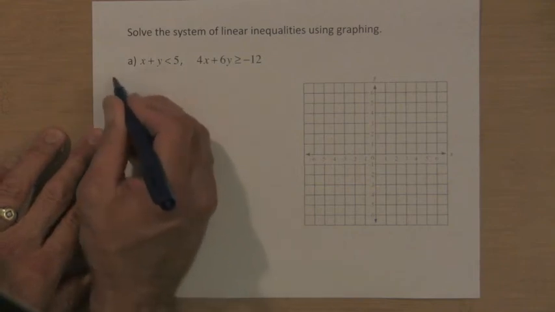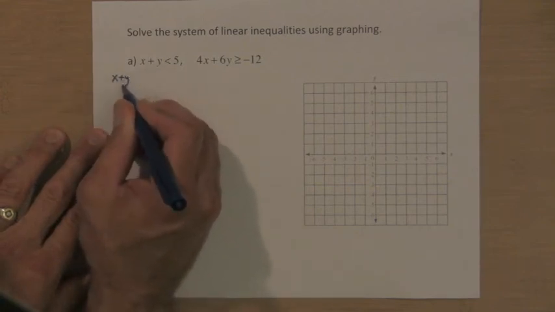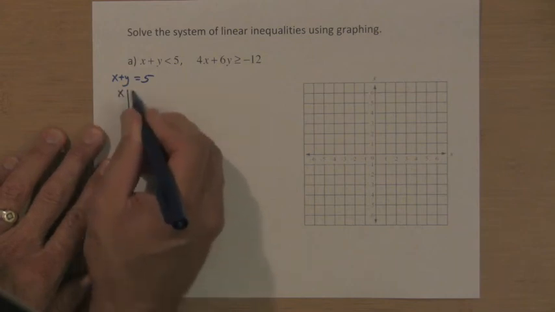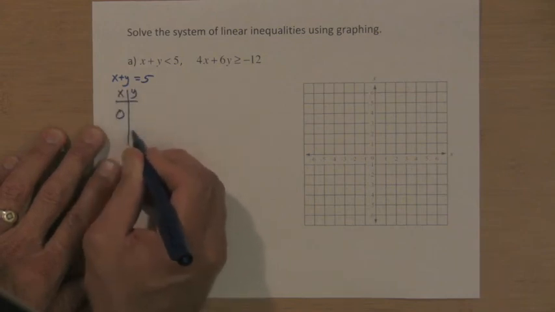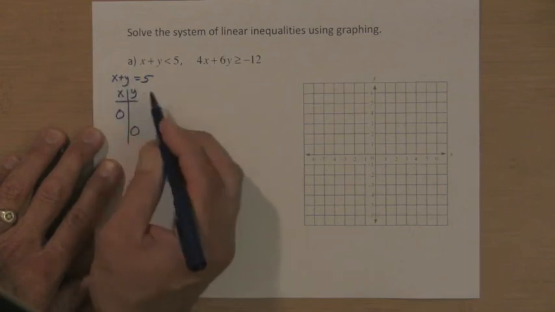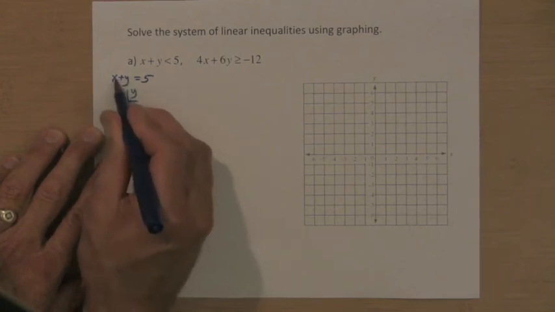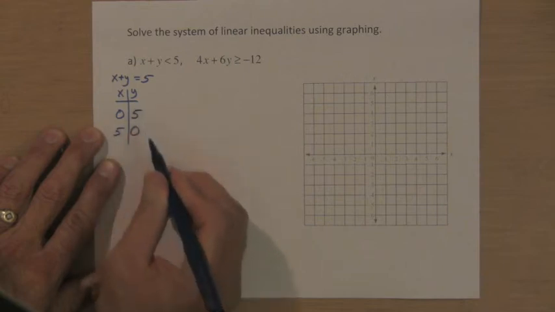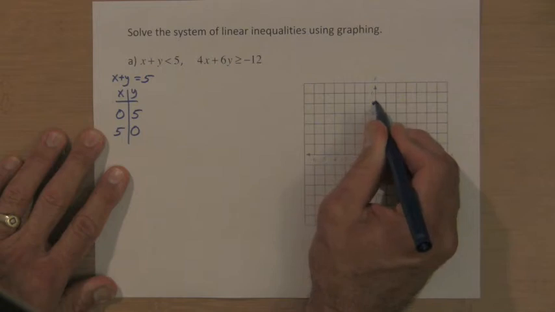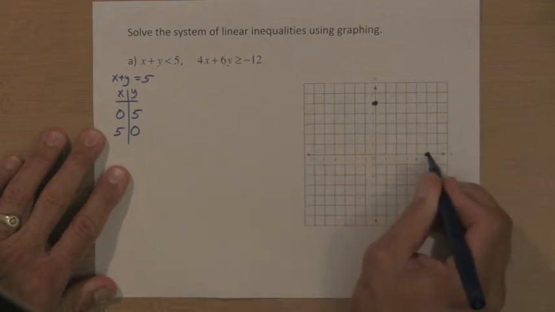First, to graph this, I'm going to rewrite it as an equation and just graph that boundary line. So x plus y equals 5. So I rewrite it, x plus y equals 5, put in 0 for x, 0 for y. If x is 0, y has to be 5 to make this equal to 5. If y is 0, x has to be 5. So those are my two intercepts for that first boundary line. So here's that point (0, 5), and here's the point (5, 0).